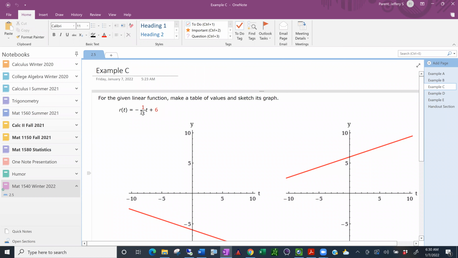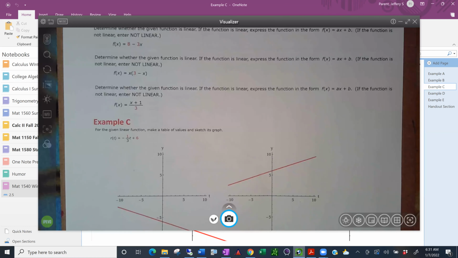So we've got a linear function, r of t equals -1/3 t plus 6, and it says choose the graph. Now they do something here that I'm not going to make you do, and it just doesn't really feel like you need to. That is, make a table of values and sketch the graph. Now, if this is a test, you want to get through this problem as fast as you can. So let's see about doing it on the quick.